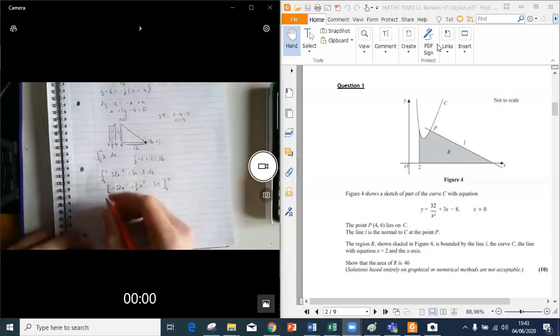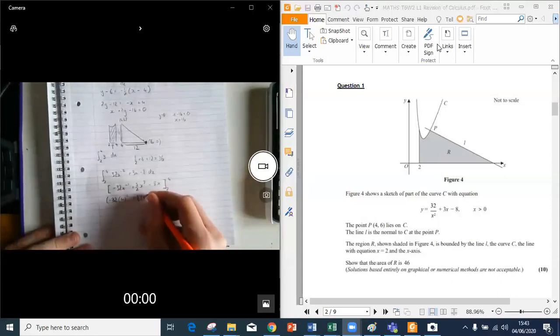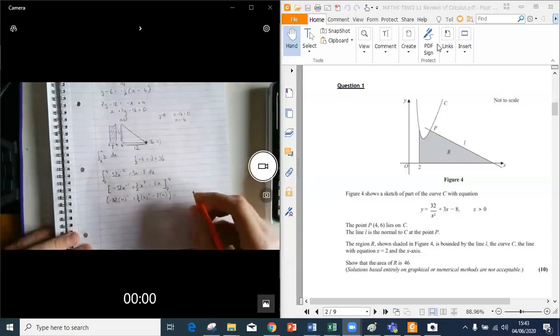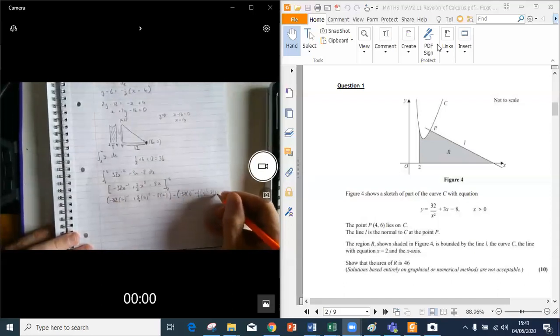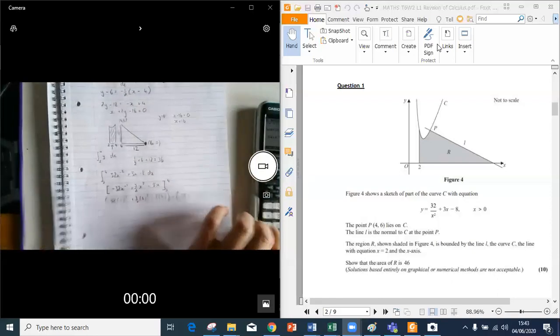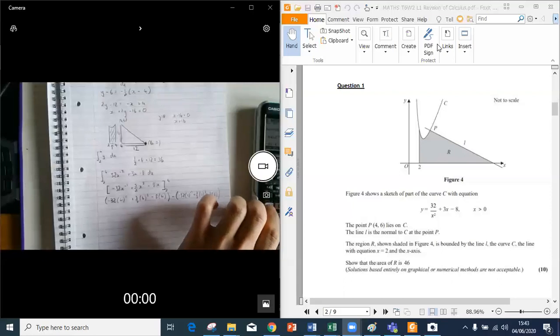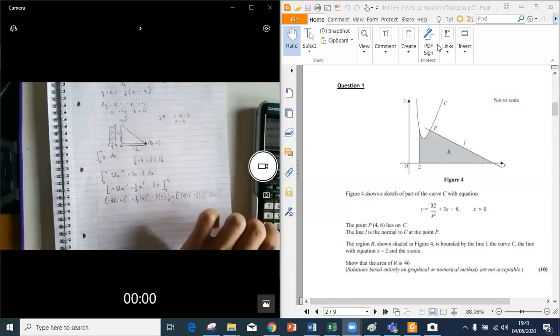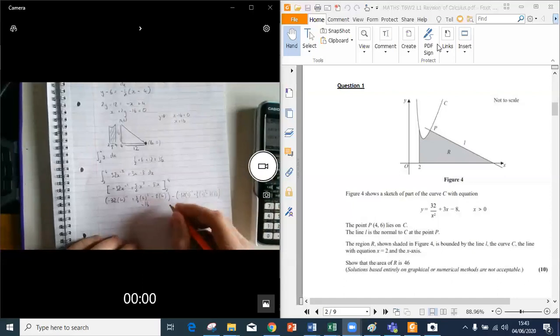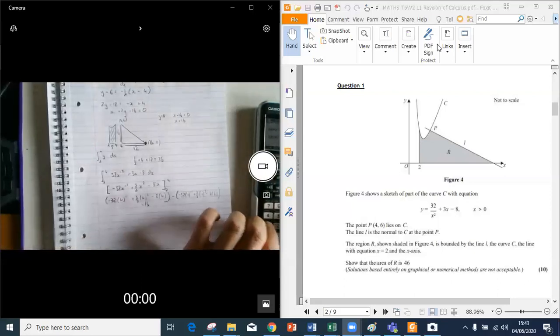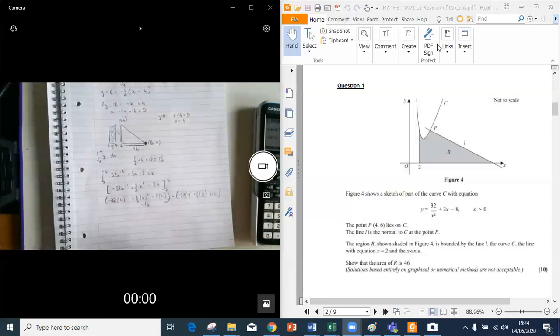Sub in the first limit first. So minus 32 times 4 to the minus 1 plus 3 over 2 times 4 squared, take away 8 times 4, and then take away the bottom one. So sub in 2. Now I'm going to work each of these out one bit at a time. Minus 32 times 4 to the power minus 1, plus 1.5 times 4 squared, take away 4 times 8. So that gives me minus 16. Minus, change up the 4's to a 2. I get minus 26.